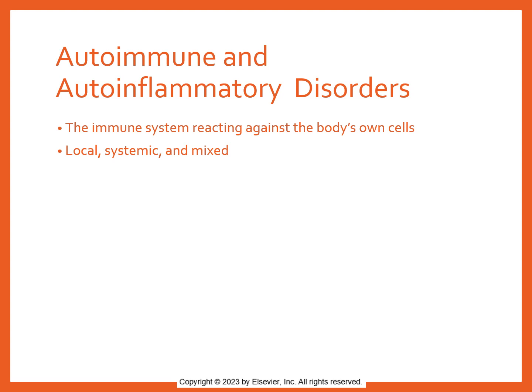Autoimmune and autoinflammatory disorders are caused by the immune system reacting against the body's own cells. The three categories are classified according to how extensively the disorder affects body tissues. It can be local, affecting only a single organ or tissue, systemic, which affects many organs or tissues, or mixed, localized and systemic, which causes problems both in localized areas and systemically.